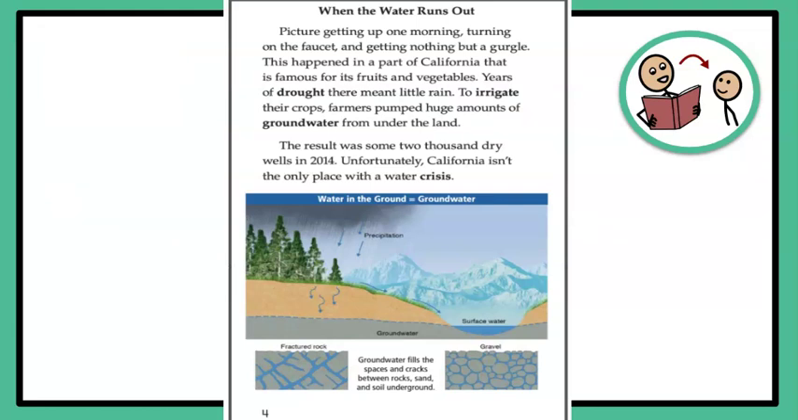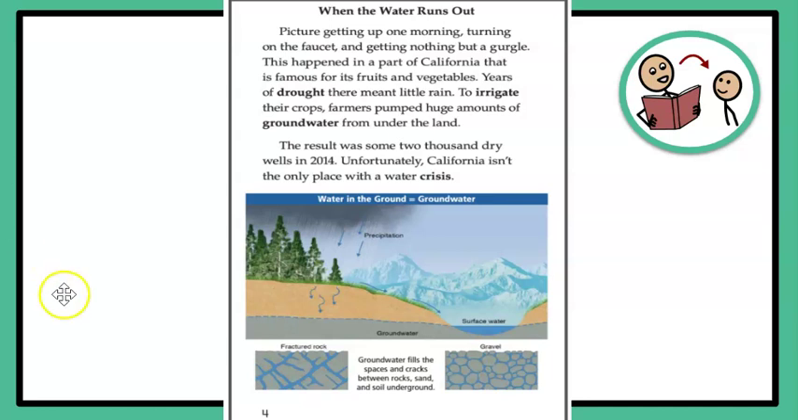When the water runs out. Picture getting up one morning, turning on the faucet, and getting nothing but a gurgle. This happened in a part of California that is famous for its fruits and vegetables. Years of drought there meant little rain. To irrigate their crops, farmers pumped huge amounts of groundwater from under the land. The result was some 2,000 dry wells in 2014. Unfortunately, California isn't the only place with a water crisis.